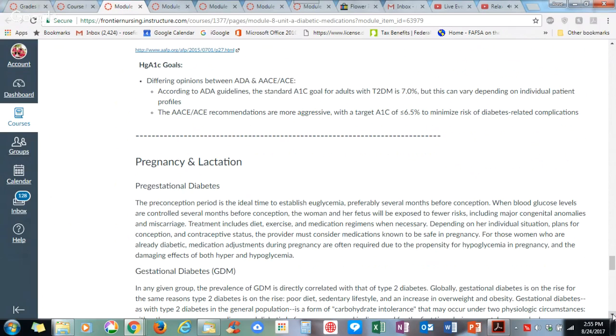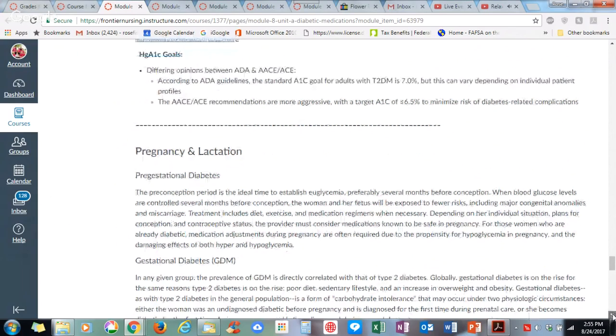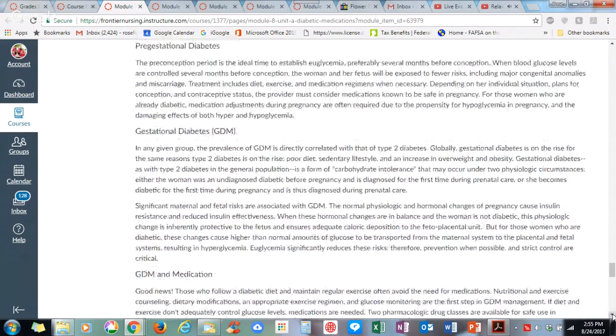Pregnancy and lactation. Pre-gestational diabetes. The preconception period is the ideal time to establish euglycemia, preferably several months before conception. When blood glucose levels are controlled several months before conception, the woman and her fetus will be exposed to fewer risks, including major congenital anomalies and miscarriage.